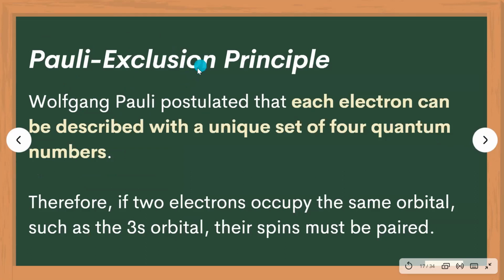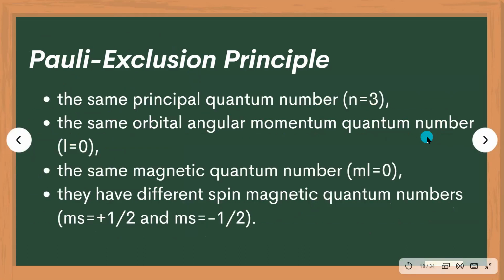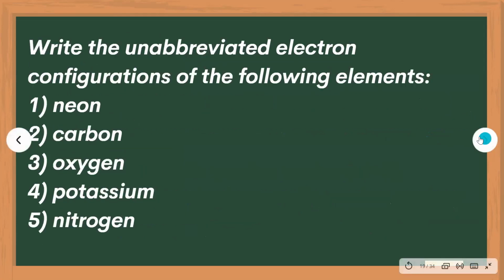Lastly, we have to consider the Pauli exclusion principle. Wolfgang Pauli postulated that each electron can be described with a unique set of 4 quantum numbers. Therefore, if 2 electrons occupy the same orbital, such as the 3s orbital, their spins must be paired. So you have the same principal quantum number, the same orbital angular momentum quantum number, the same magnetic quantum number, but different spin magnetic quantum numbers.